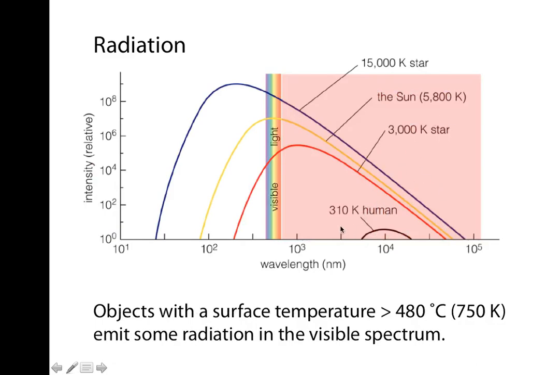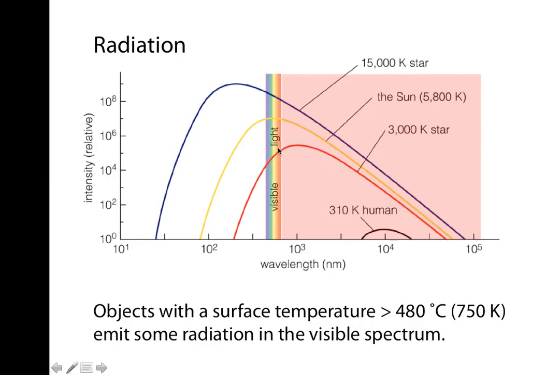Here's a human. We're 310 Kelvin on average. So we give off radiation in this part of the spectrum. And this part of the spectrum is called the infrared. Things that are hotter than us, for example, different types of stars, give off a lot more radiation, and they give off radiation in a much greater band of wavelengths, including the visible light.